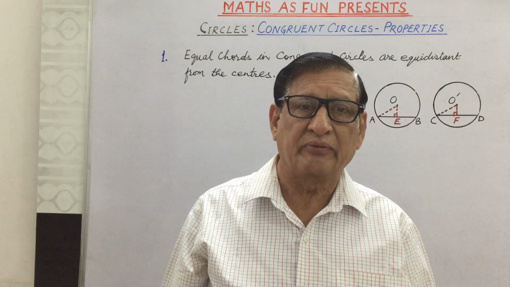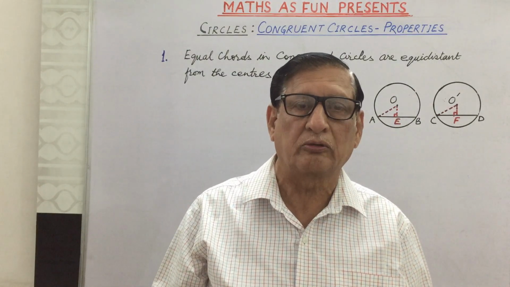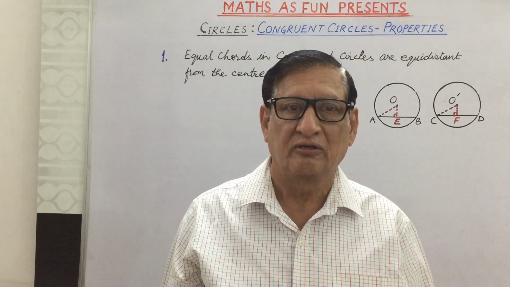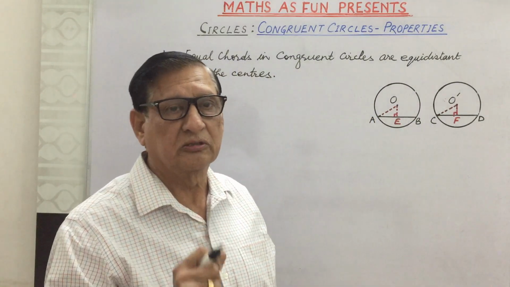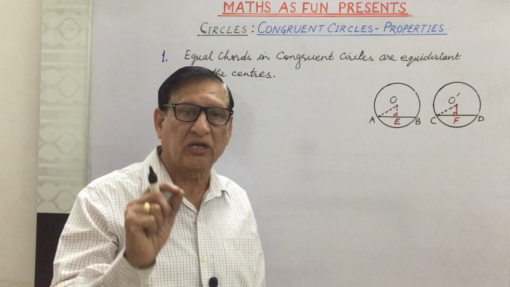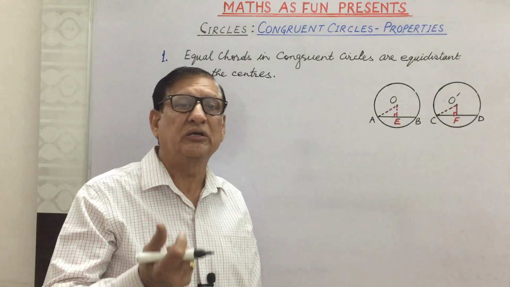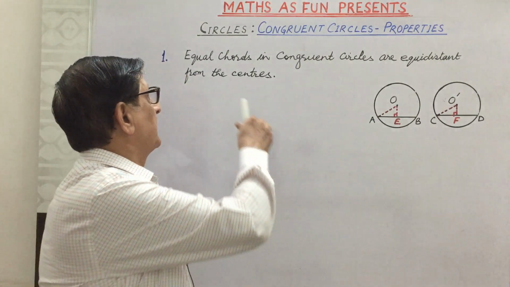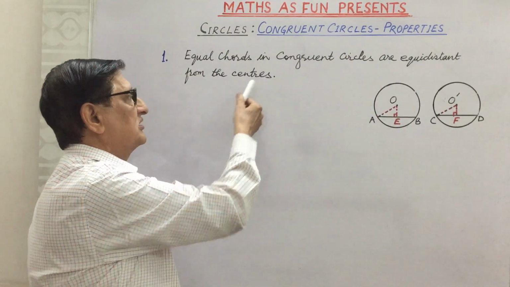Hello everyone, we have been continuing with the full course on circles, and now in this video we are coming to the properties or theorems based on congruent circles. We have already learned in the previous videos regarding the congruent circles. What are congruent circles? Any two circles whose radii are equal are congruent circles, or sometimes we call them equal circles. Here the first property of that is equal chords in congruent circles are equidistant from the centers.